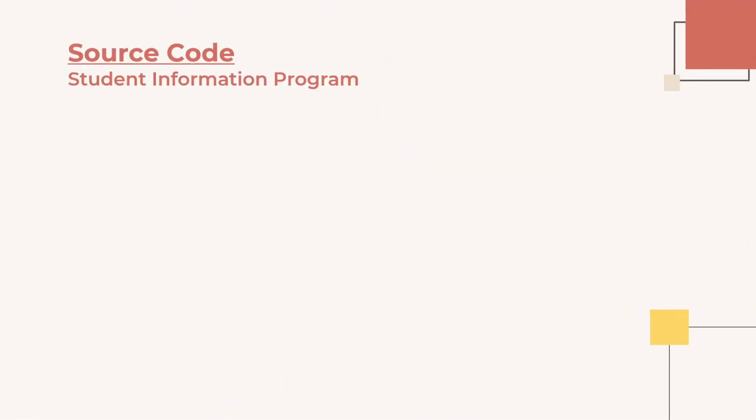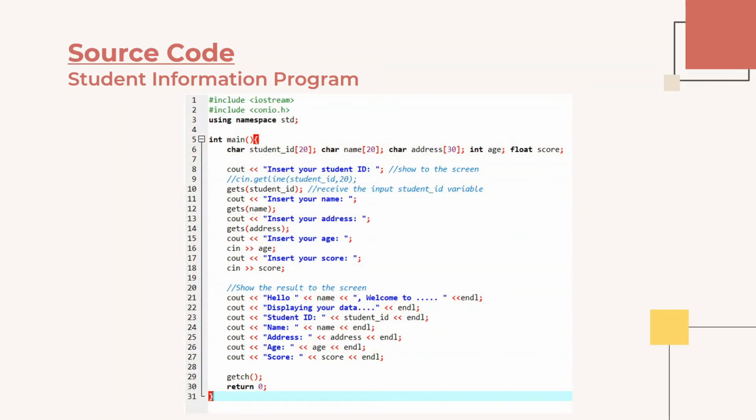Then I will show you an example of implementing input-output operations in C++. We can create a program that is used to receive input from a student, with the data being student ID, name, age, address, and score. This program starts with the include iostream header and then using namespace std. We can also use include conio.h.